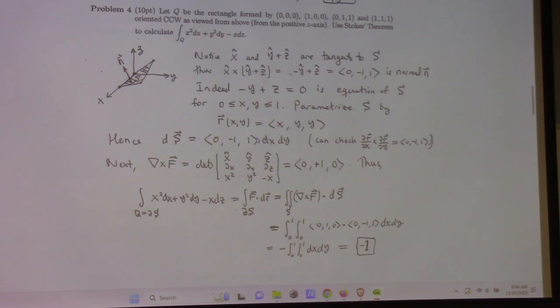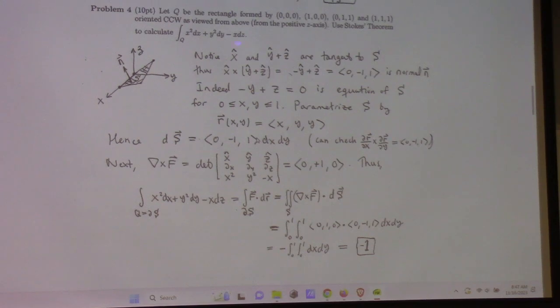So here's a horrible picture of this plane. It's a subset of the plane containing these 4 points, right? And again, the shadow of these onto the xy plane is just the unit square. The normal to the plane is -1, 0, -1, 1. That points upward, yay. And the equation of it is y minus z equals 0. So we just put x, y, y. That's my parameterization.